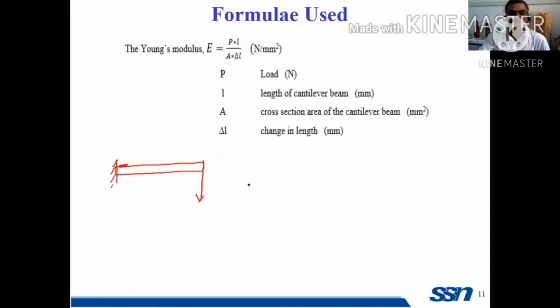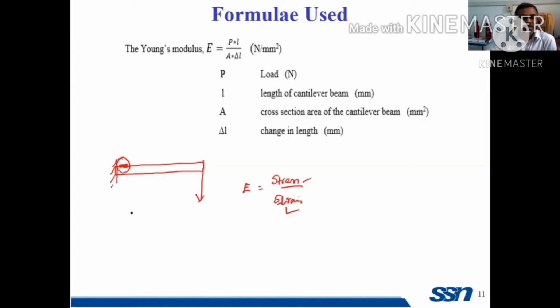What is stress? What is Young's modulus? Young's modulus is equal to stress by strain. So at this location we know the strain value using the Wheatstone bridge. Now if you are able to calculate the stress at this point, you can find the Young's modulus. Strain we get from the instrument. Stress value you have to find.